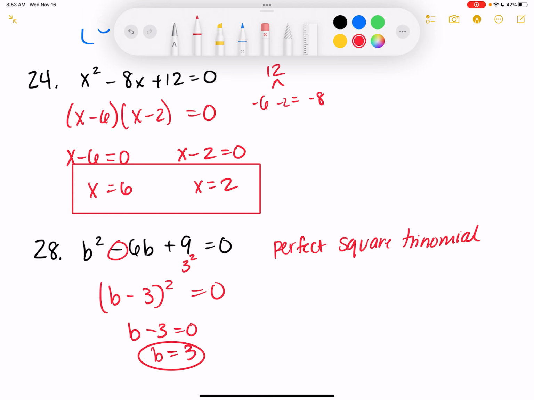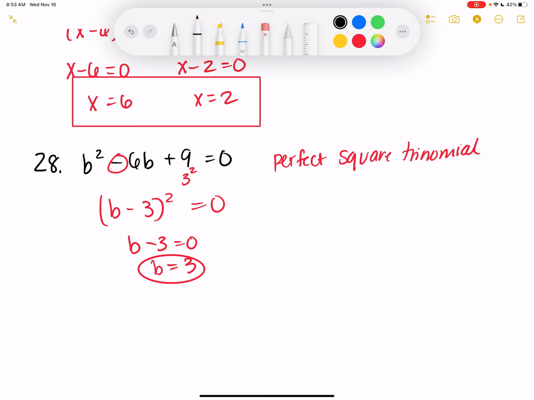All right, now this last one's a little bit different. It's not a normal factoring problem, but it is still factoring technically. m squared equals 7m. So to solve, I need it equal to 0. So that means I need to move everything over to one side. I like my variables on the left, so I'm going to move 7m to the left. So m squared minus 7m equals 0.